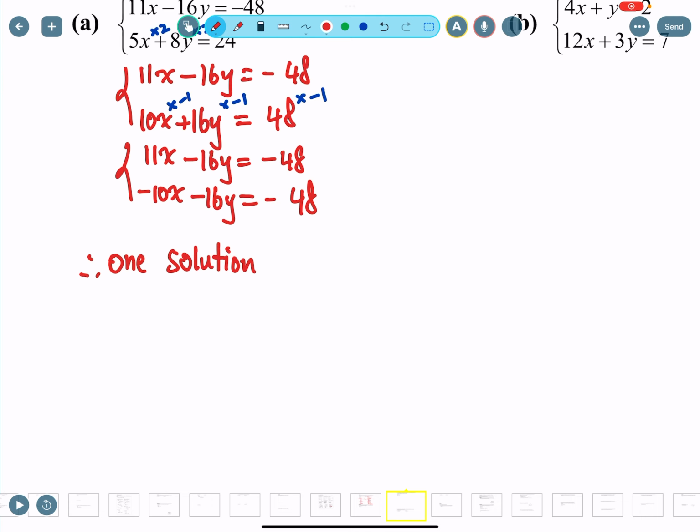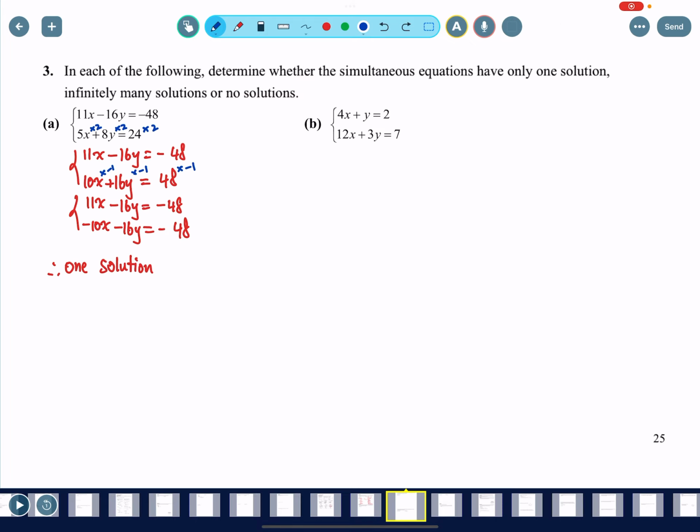Okay, if the x and y have different numbers, like one of the letters has a different number, if the rest are the same but one of the letters has a different number, it has a solution.